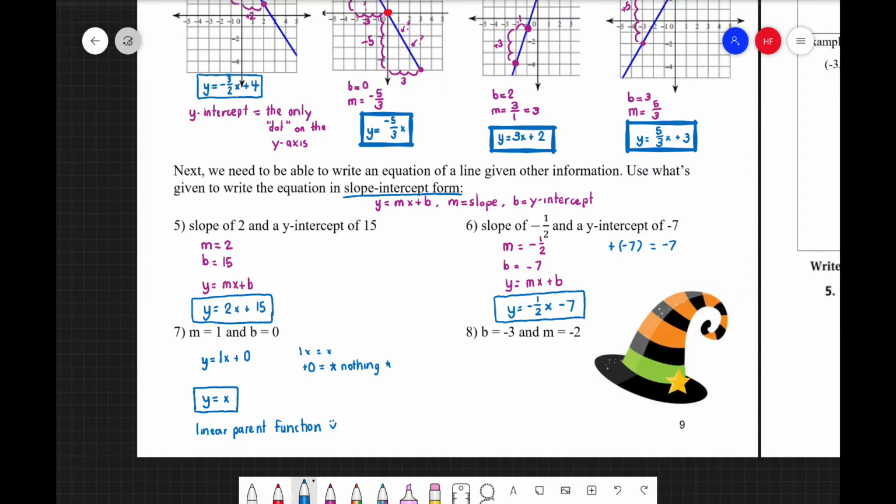Now number 8, we got the same type of problem where they're giving me both my m and my b straight just with those variables. So I'm going to go straight into writing it. Y equals m, negative 2, x plus b, and like we said on number 6, if it is a negative b, we say minus b. So minus 3.